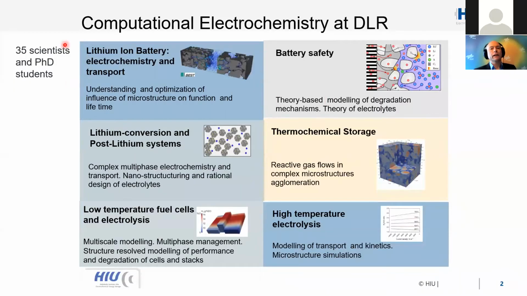What am I doing? I'm working at the German Aerospace Center, heading the Department for Computation and Electrochemistry. We are right now up to roughly 35 scientists and PhD students, all working on modeling and simulation, mostly of batteries, but also on thermochemical storage, fuel cells, and low and high temperature electrolysis, for example.